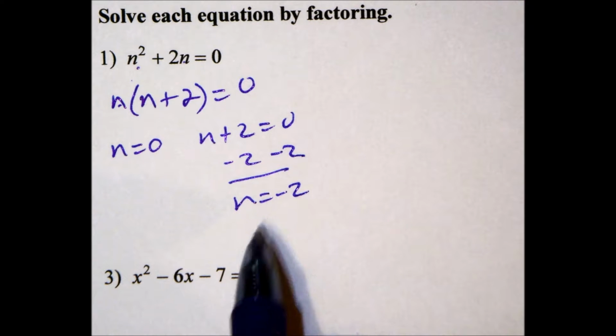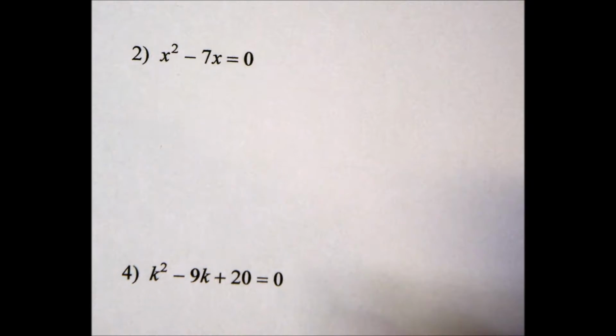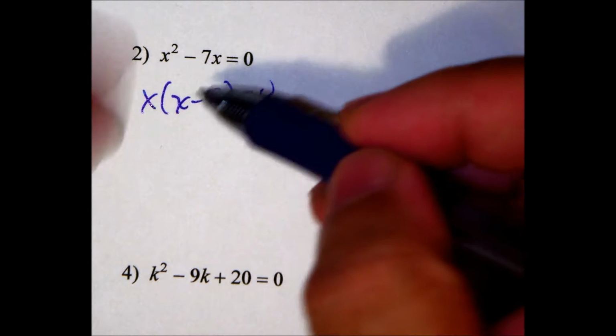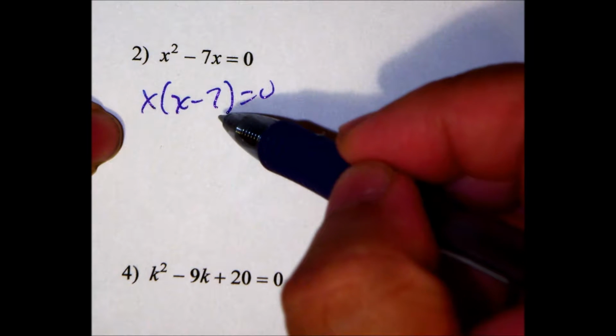Right? So this one, there's no work involved. This one, little work, not too much. I'm going to do the first 4 problems. So number 2 is just like number 1. I'm going to take out a common factor. When I take an x out of x squared, remember x squared is x times x, so I'm taking one of the x's out. Taking x out of 7x leaves me just a 7. Set each factor equal to 0.